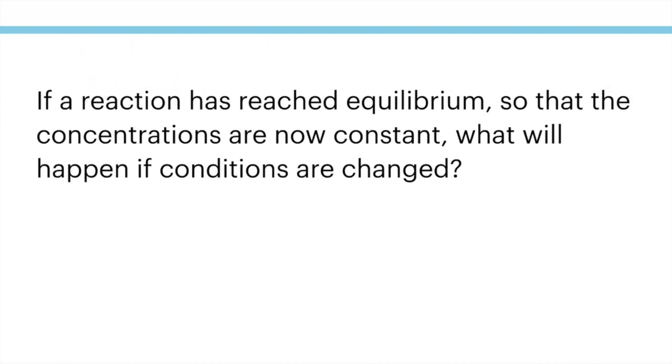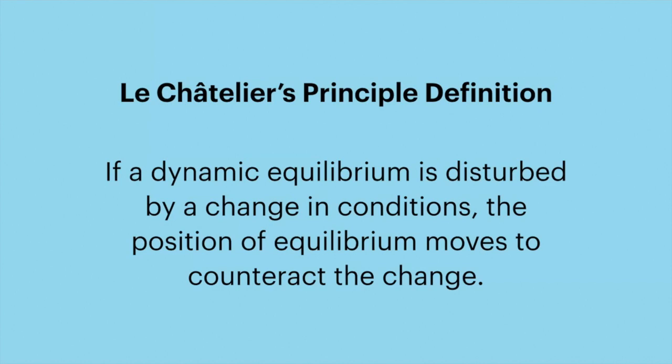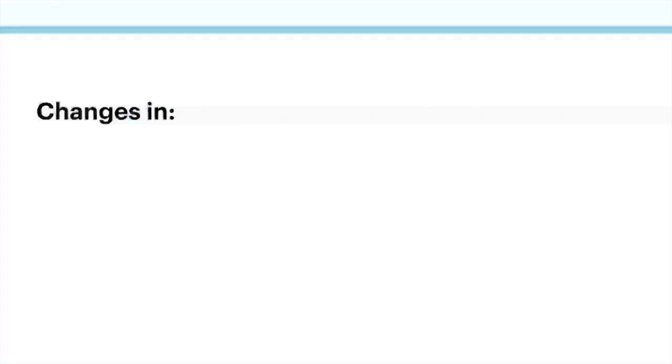So first off, what's the purpose of learning about this? Well, here's the question. If a reaction has reached equilibrium, so that the concentrations are now constant, what will happen if the conditions are changed? Le Chatelier's principle is really useful because it allows us to predict what will happen to a system when it responds to stress or changes that are applied to it after it reaches equilibrium. So here's the definition. If a dynamic equilibrium is disturbed by a change in conditions, the position of equilibrium moves to counteract the change. The changes that we're going to be looking at are changes in concentration, temperature, and volume.